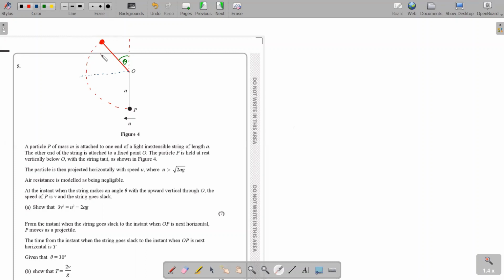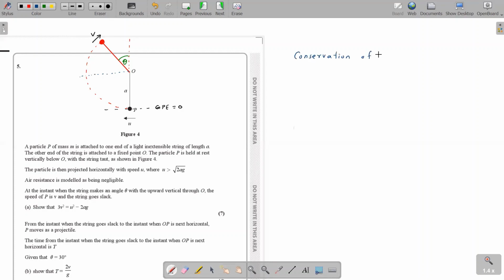Are you with me? So let's mark all the forces. Let's say the velocity here is V. What's the first thing we do? I'm going to consider this as my GP is 0 level. So we will use conservation of energy, by the law of conservation of energy.